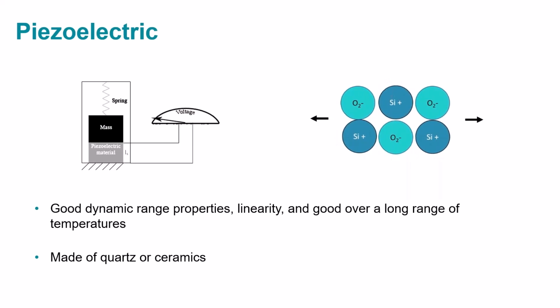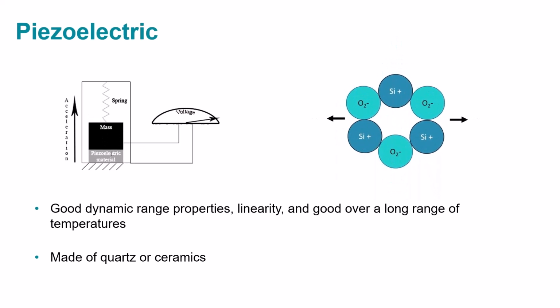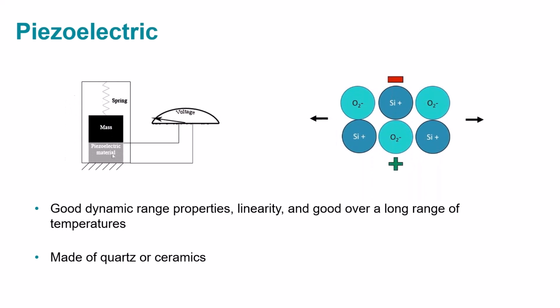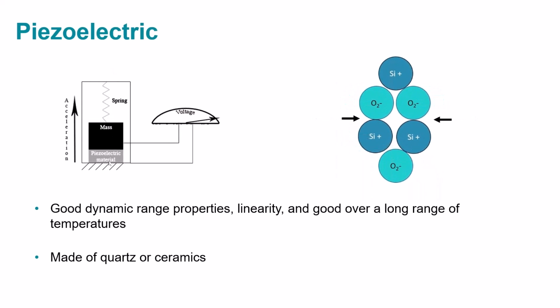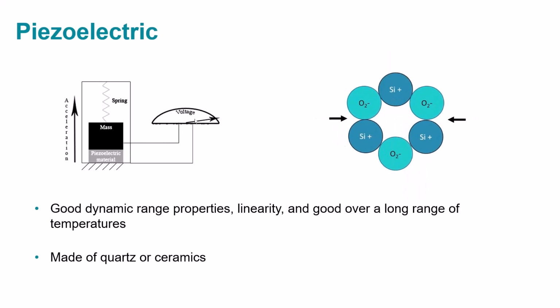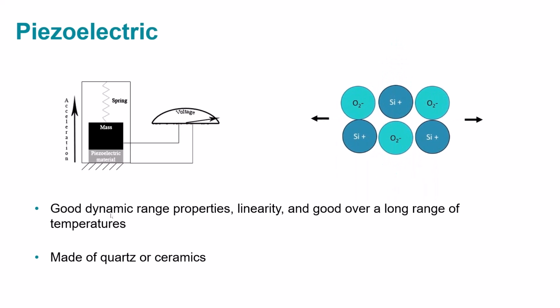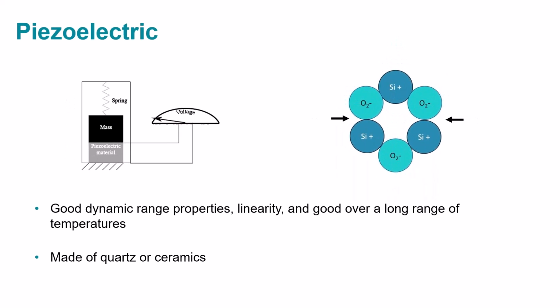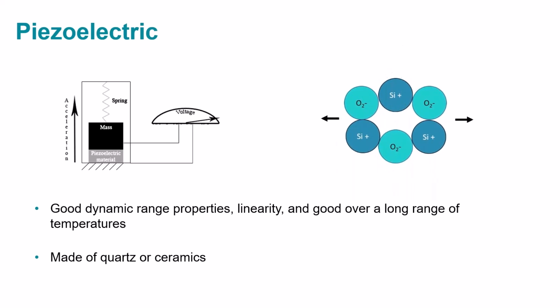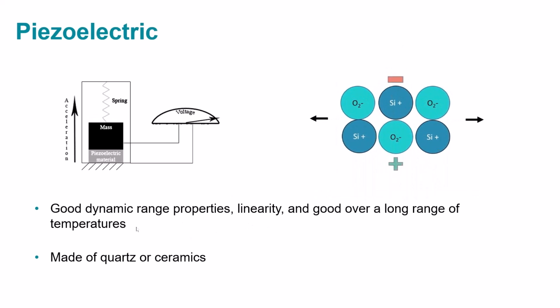The basic principle is when you have a mass inside an accelerometer and it's applying some type of force or stress, it's undergoing acceleration, the piezoelectric crystal will output this voltage, and then we will measure the voltage. And one of the reasons they're really popular is because they have really good dynamic range. That means that you can measure really well between a really low signal and a really high signal. They're very linear, and they're pretty good over a long range of temperatures.